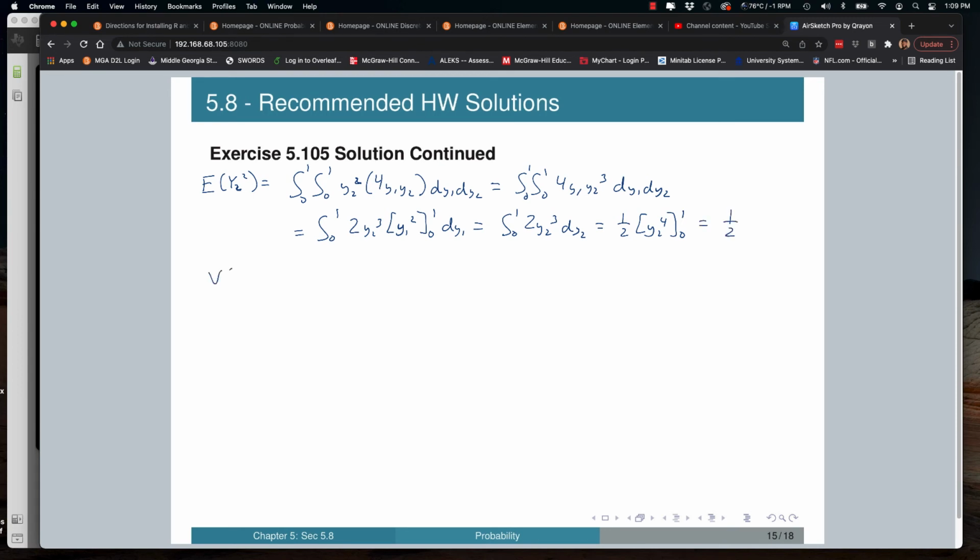So the variance of y1 we already knew from the previous slide was 1/18. The variance of y sub 2 is going to be the expected value of y sub 2 squared minus the expected value of y sub 2, quantity squared, which is 1/2 minus, it was 2/3 for the expected value of y sub 2, 2/3 squared, equals 1/18. So it did end up being the same, which is not always going to happen, but sometimes it does.